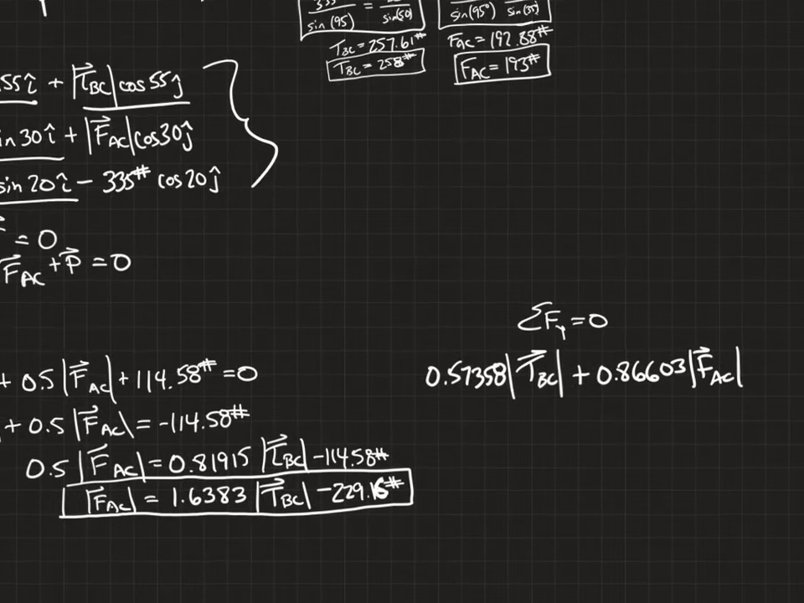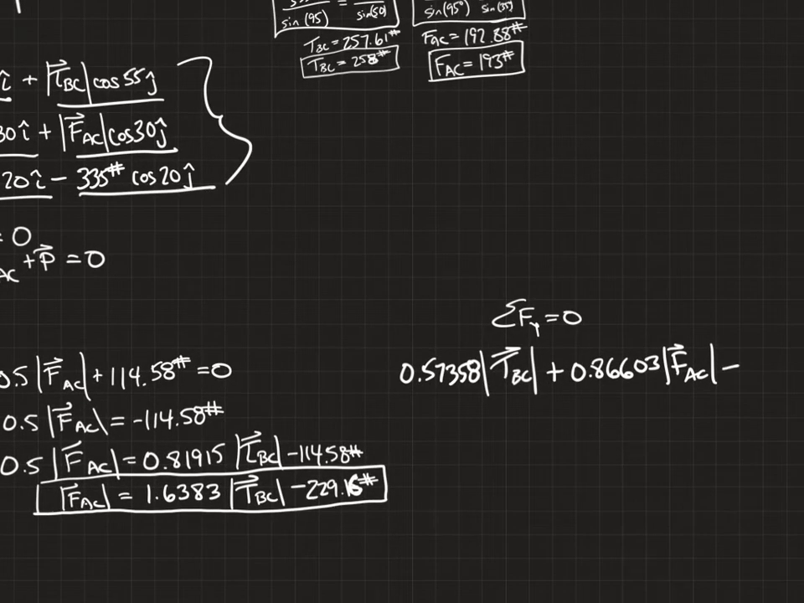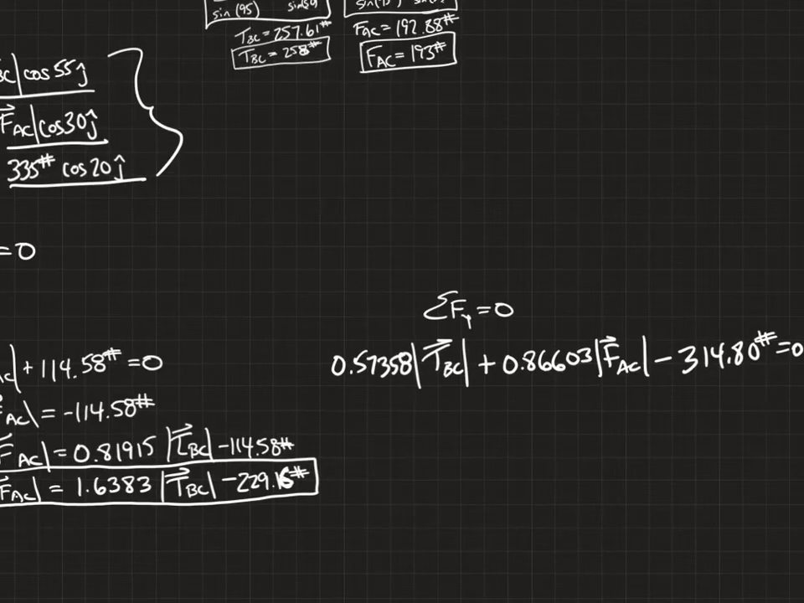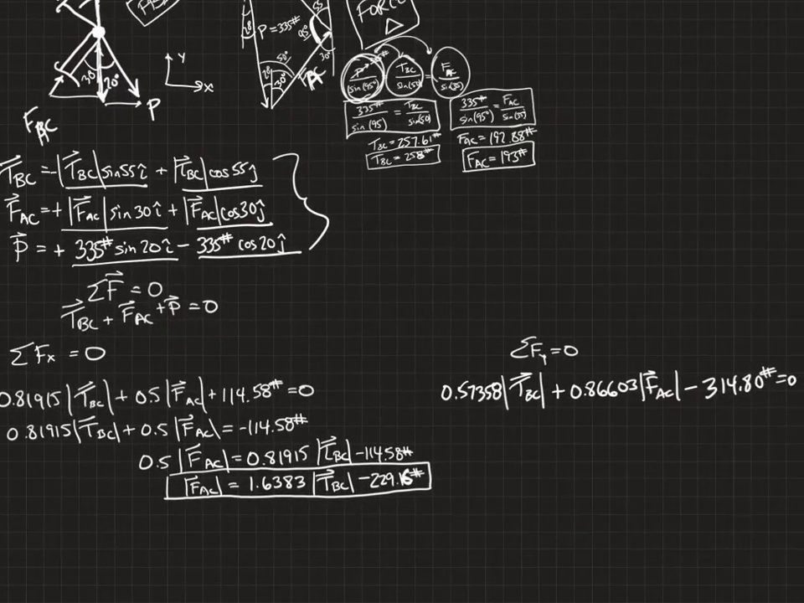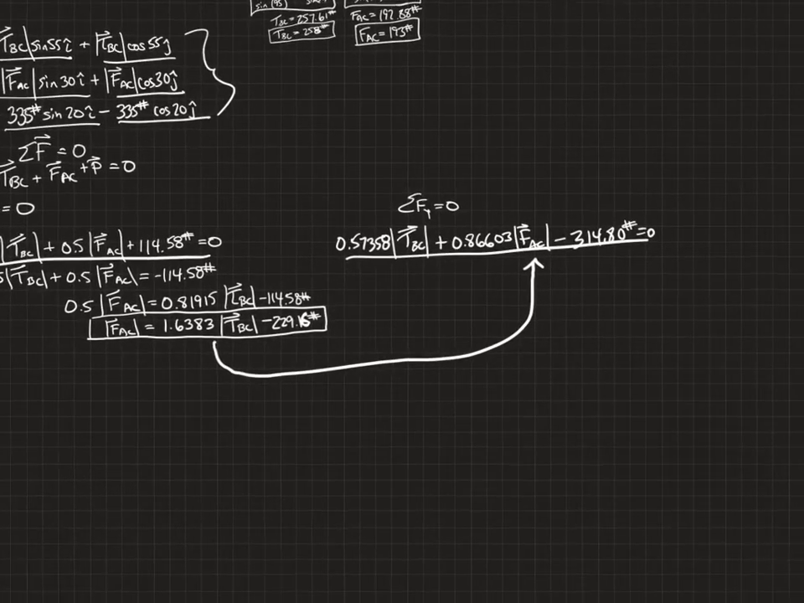Okay, and then, so that's this one, and then we've got one more, and that's a minus sign, minus 335 cosine 20, which is 314.80 pounds equals 0. Okay, so now that we've got this equation, it is no more or less ugly than it was in the y direction. So notice here's the x and here's the y. They're the exact same ugliness. However, since I have this one all ready to go, I'm just going to plug it in right there, and I'm going to solve for TBC.